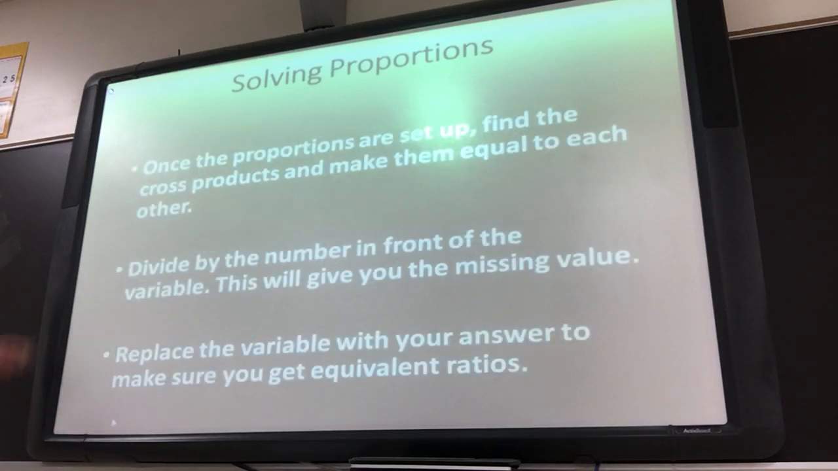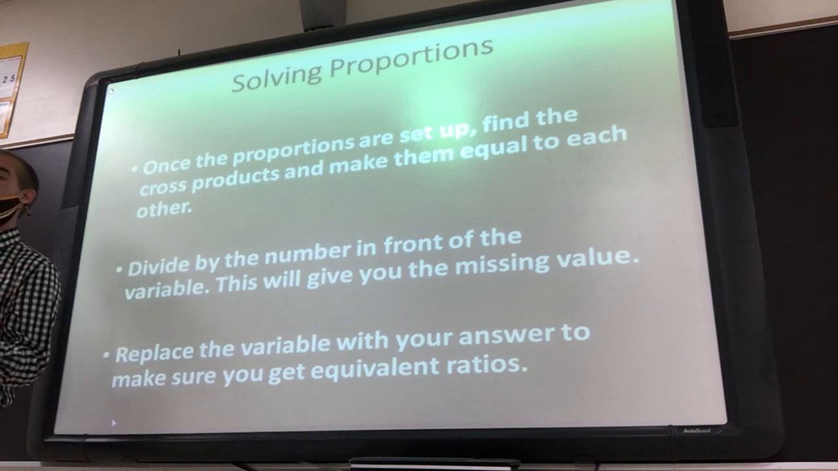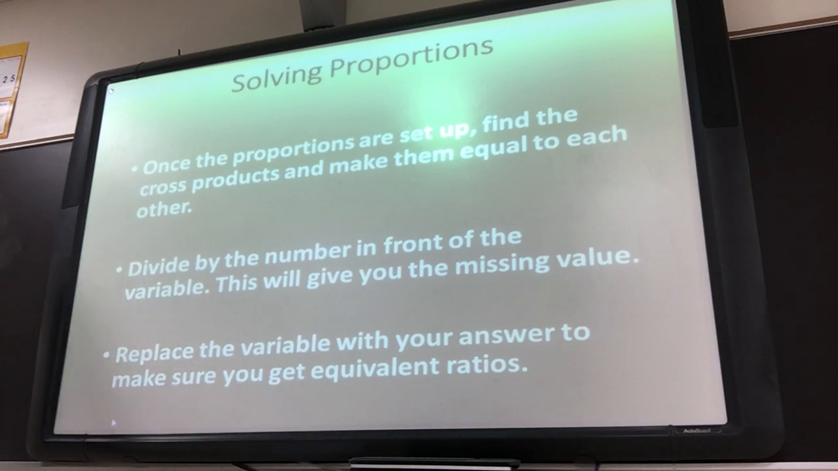So a couple other things. Once the proportions are set up, if we have to create our own, once we've got them set up, then we find the cross products. And we're going to multiply those together and write those 2 numbers equal to each other. Because like we just wrote down, the cross products of any proportion are equal to each other.